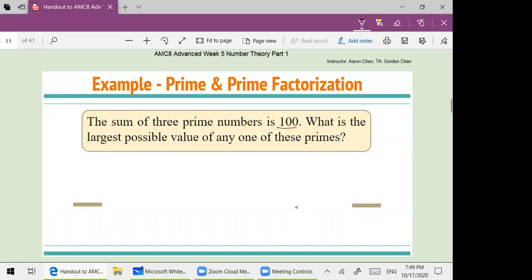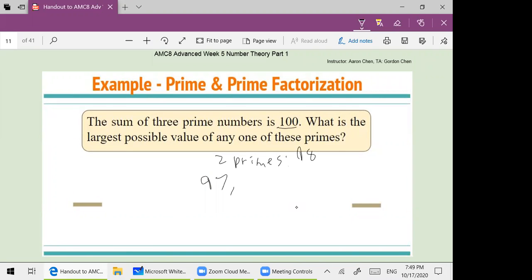So the sum of three primes is even. This means that one of the primes is 2, which means that you just want two primes that add to 98. So you can go from the top down with the primes.